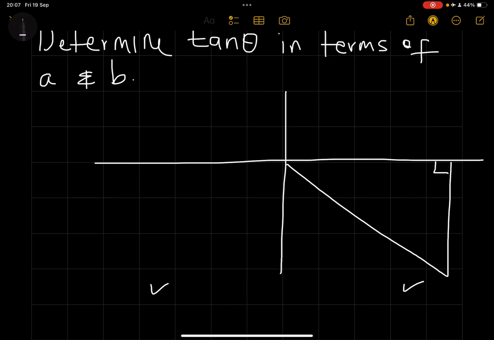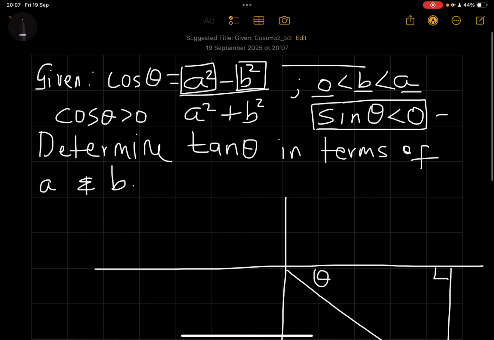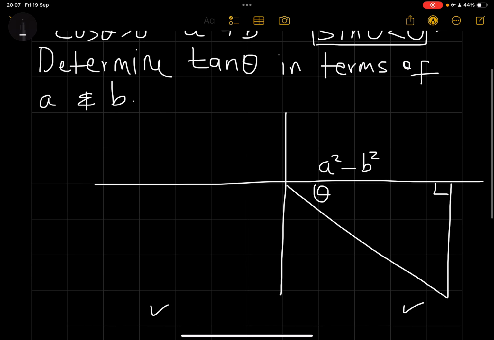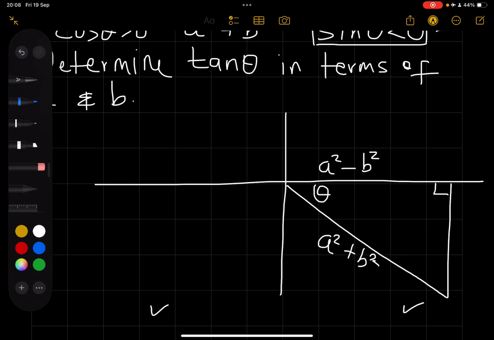We draw a right angle triangle there. Then we show theta there. And then remember, cos is adjacent over hypotenuse, which means our adjacent is a squared minus b squared, and the hypotenuse is a squared plus b squared, right? And then we need to get our y. So to get the y, we're going to use the theorem of Pythagoras, right?